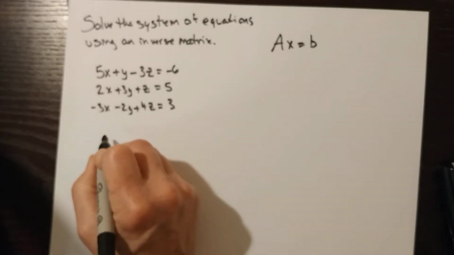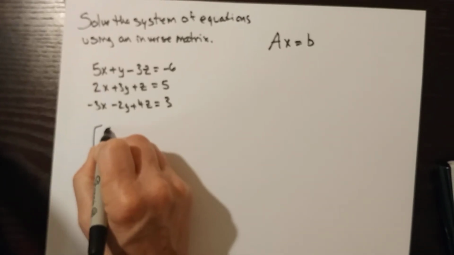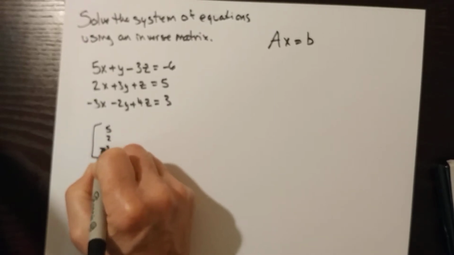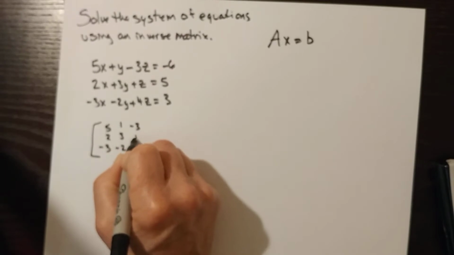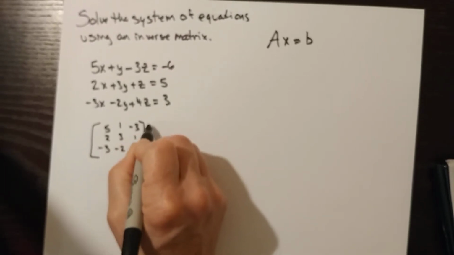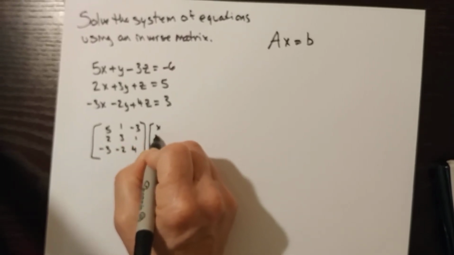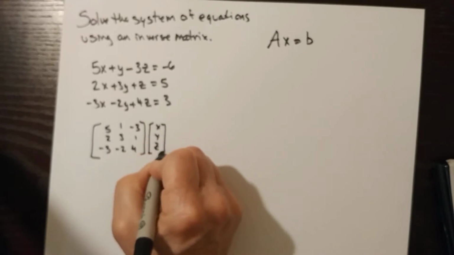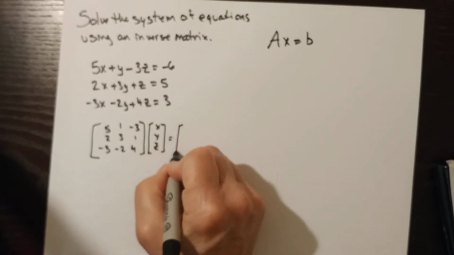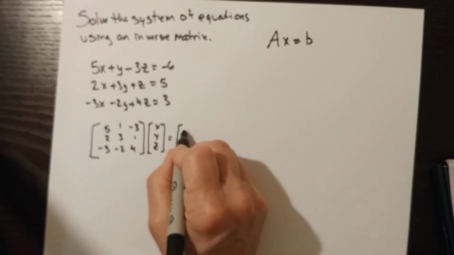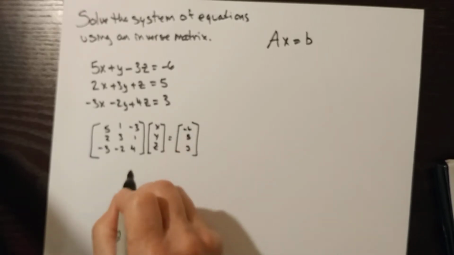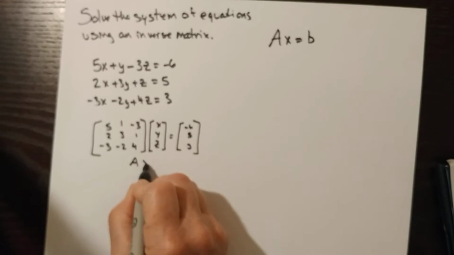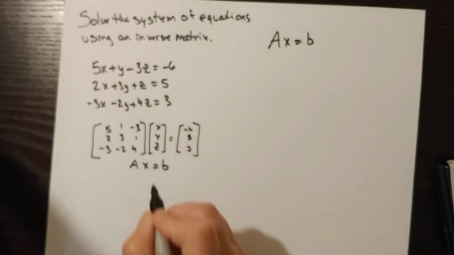So if I was going to write the matrix equation here, it's going to be 5, 2, negative 3, 1, 3, negative 2, negative 3, 1, 4, times the variables x, y, z is equal to the solutions matrix, negative 6, 5, 3. So this is basically AX equals B.